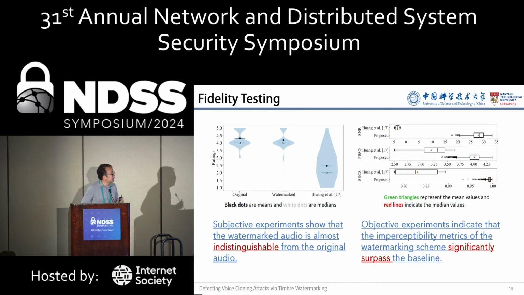And the right figure shows the objective experiments, in which we quantitatively measure the metrics. Here we consider 3 different quality metrics, and for each metric, a larger value indicates higher similarity between the 2 audios. And clearly, our solution gives higher values for all the 3 metrics.